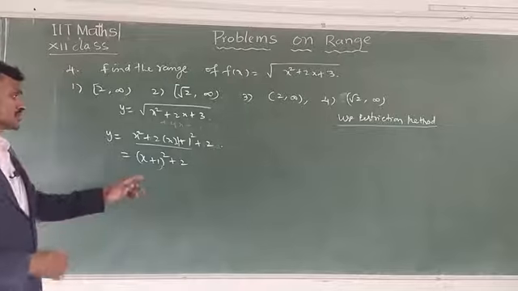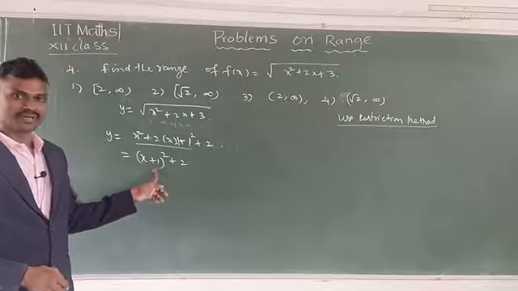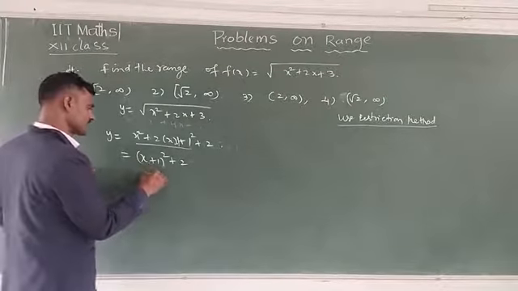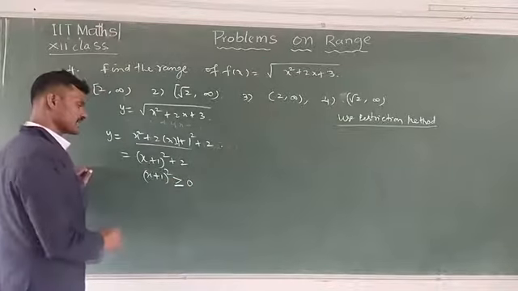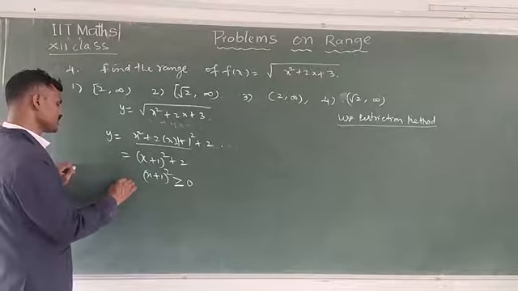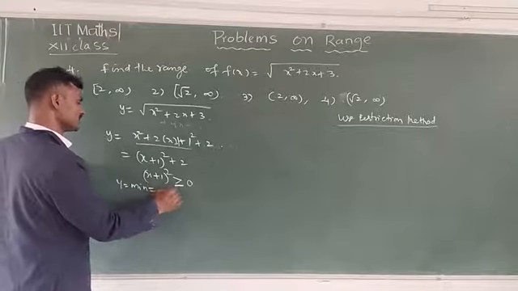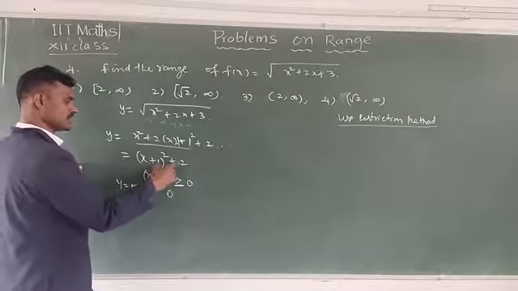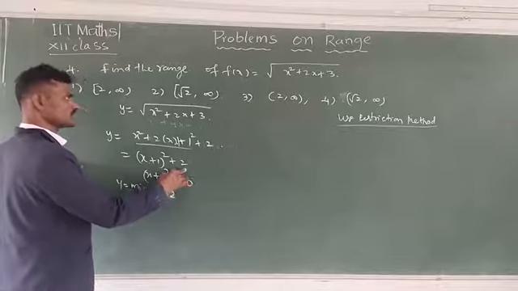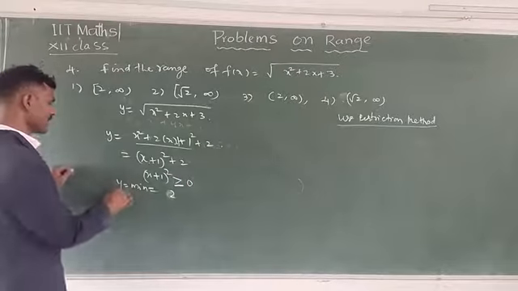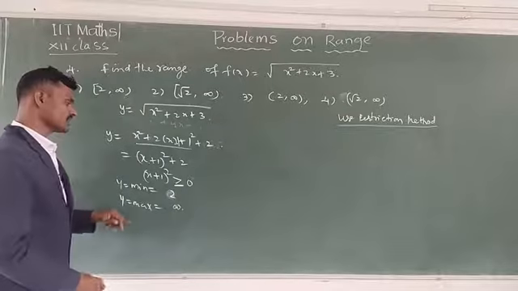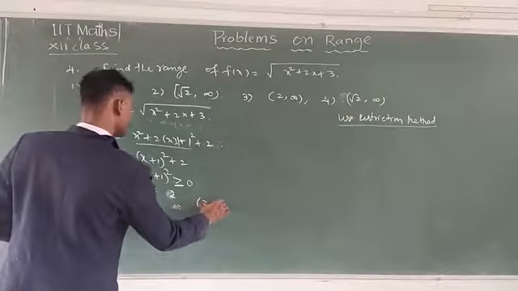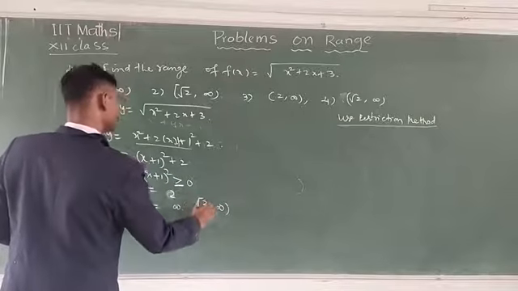Now you can use this range. X plus 1 whole square is greater than or equal to 0. Here y minimum is equal to 0. This is 0 means here this is 2. Understand? Now here maximum is equal to infinite. Then what is the range here? Its range is 2 comma infinite.